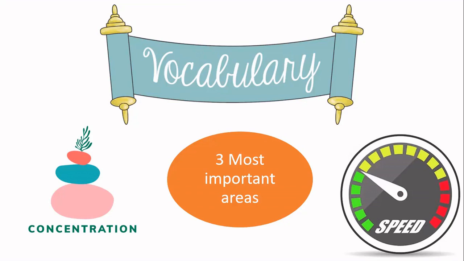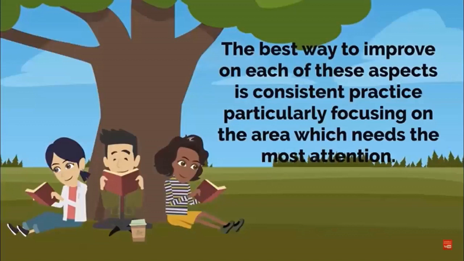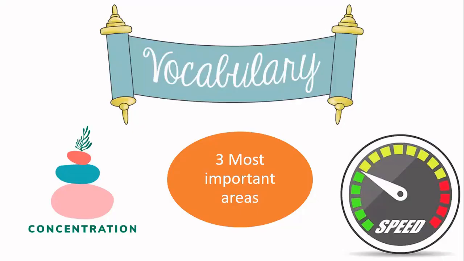So, students, these were my tips on reading comprehension. The best way to improve on each of these aspects is consistent practice. And you will have to particularly focus on the areas which need more attention. If your concentration is weak, you will work on concentration. If your vocabulary is weak, you work on vocabulary. And if your speed is weak, you must start reading more. Once you are able to up your skills in your concentration, vocabulary, and speed areas, you will realize that you're becoming much better at reading comprehension.